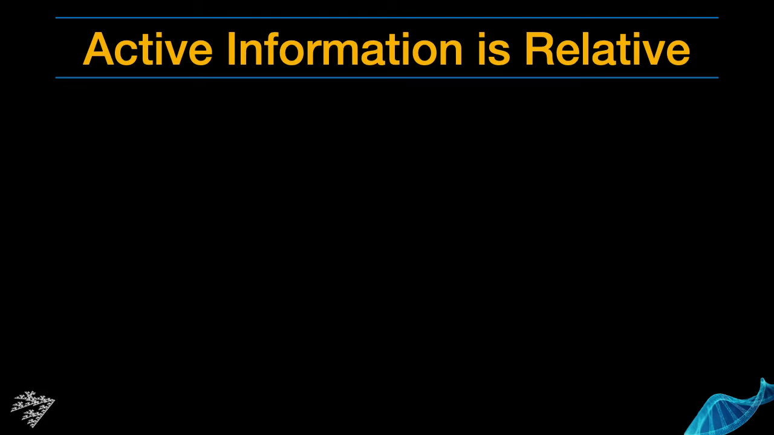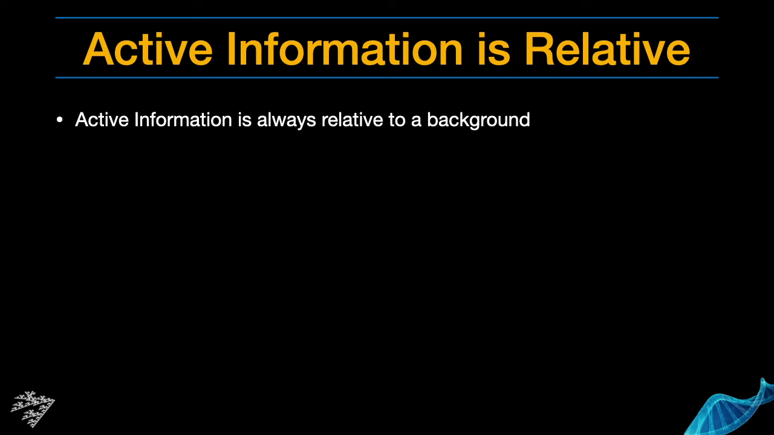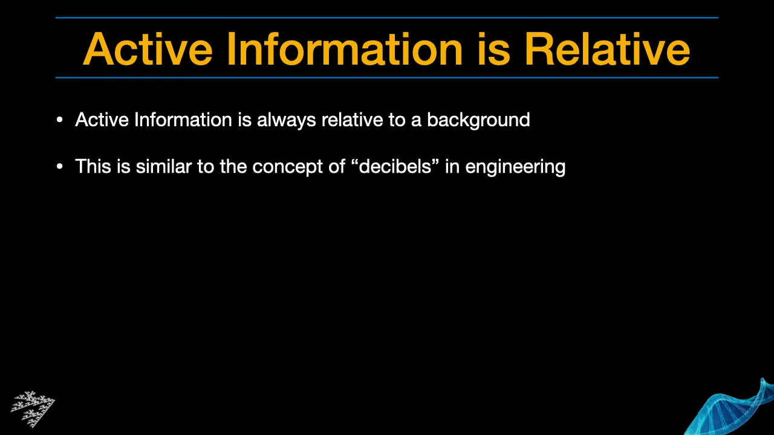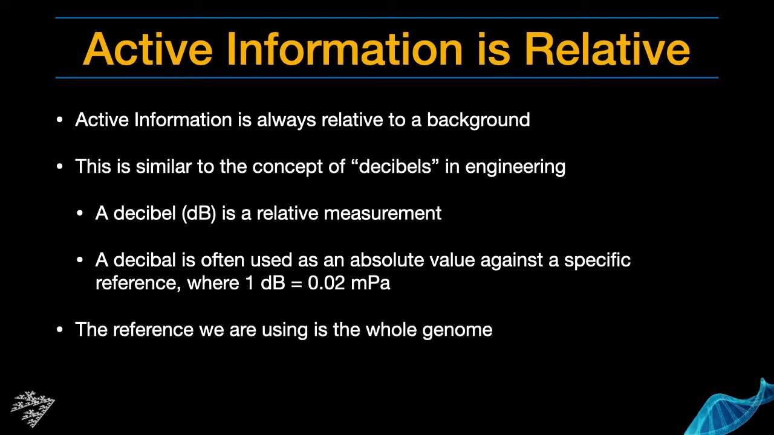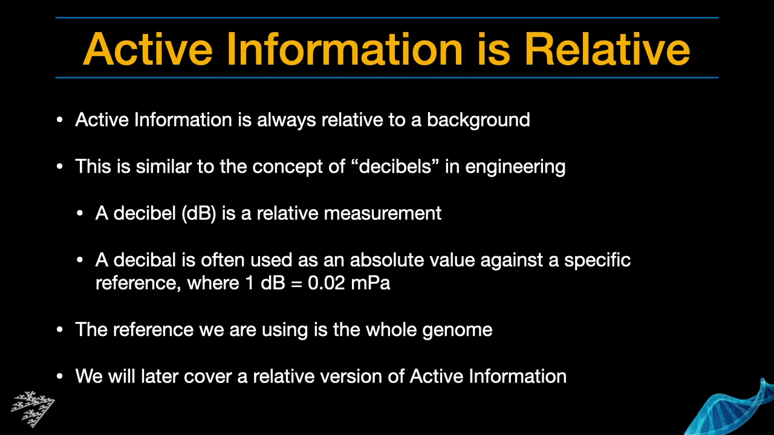Now, just to note, active information is actually always relative. There's always some sort of background that we're considering. In engineering, we have other concepts like this. If you think about decibels, decibels are always relative. But oftentimes we talk about sound in terms of decibels where we don't state what it's relative to. In that case, we're usually talking about a specific reference that we're comparing to. And with active information, our general reference is the whole genome. Okay, so we'll later cover how to use this in a more relative sense, but in the general case, we'll be using active information relative to the whole genome.